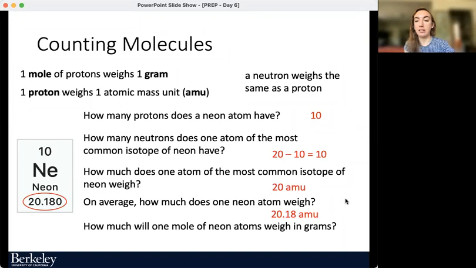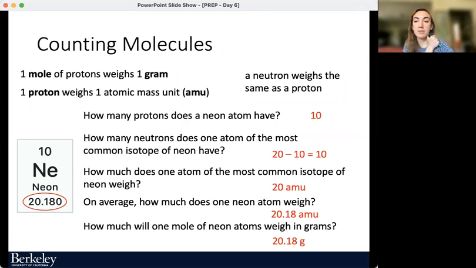And then this was the question that was asked. That is the same as saying, if I take a mole of neon atoms, so a whole bunch, 6.022 times 10 to the 23 neon atoms, it will weigh 20.18 grams. Does anyone have any questions on where I got these numbers or why this is true?